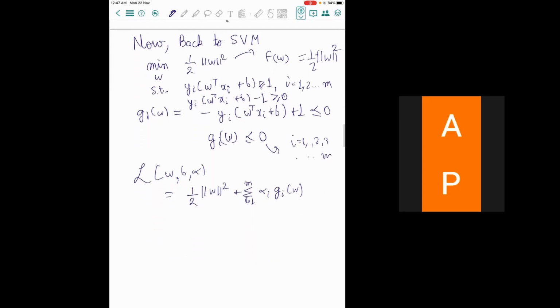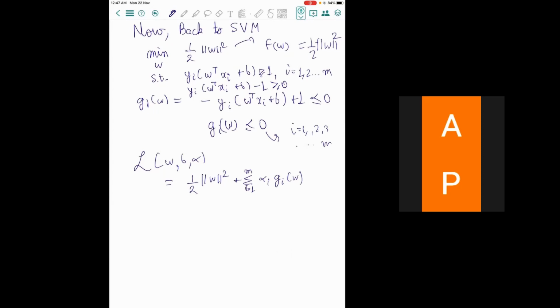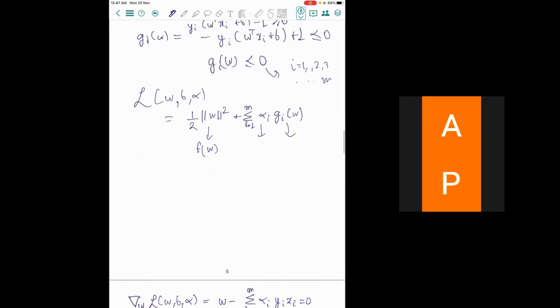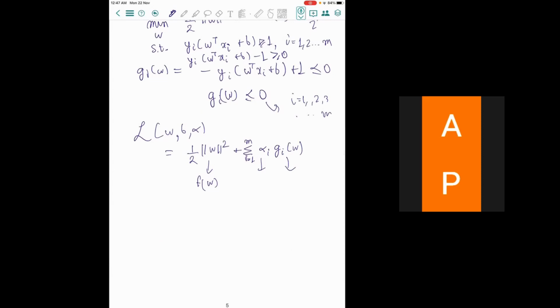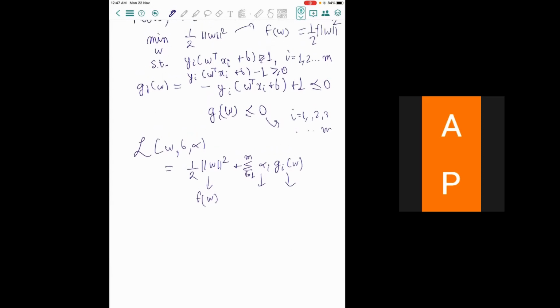So again, we define the Lagrangian, which will have parameters w, b, and alpha. The Lagrangian is f, basically this is the f, these are the Lagrange multipliers, and this is the g, which we just now wrote down. The primal problem was finding the minimum over f(w). So the dual problem will be: first we find the minimum over w of the Lagrangian, and then after that we maximize over alpha such that all alpha are greater than or equal to 0.